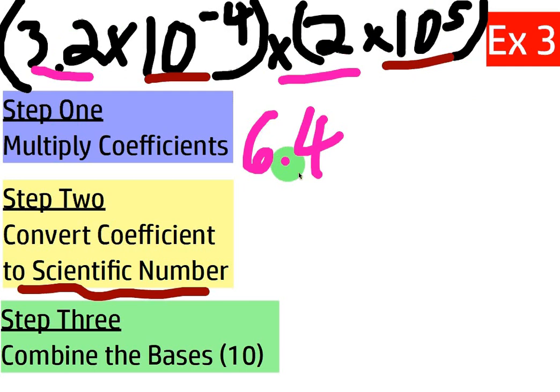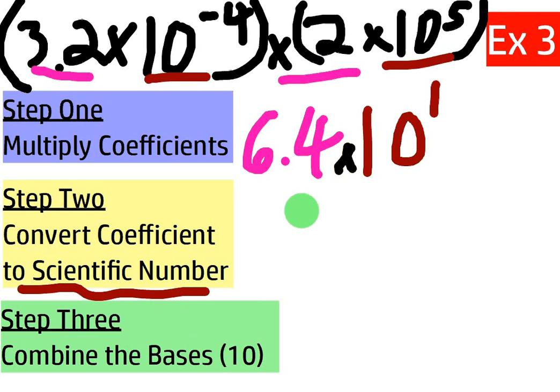The reason this one's so easy is now I can just add these two exponents, negative 4 and 5, to get 10 to the first. Okay? And there's no step 3 needed because there is no extra base 10 that would result if I had to move this decimal. Okay, and of course I can't forget the multiplication sign in between.